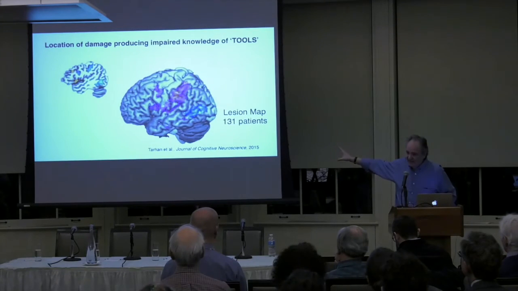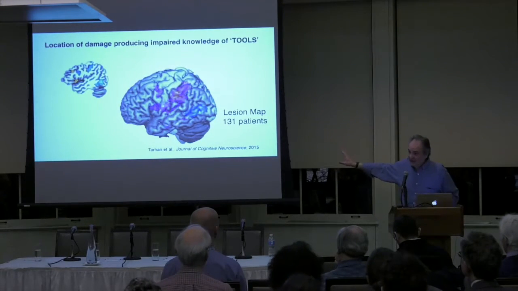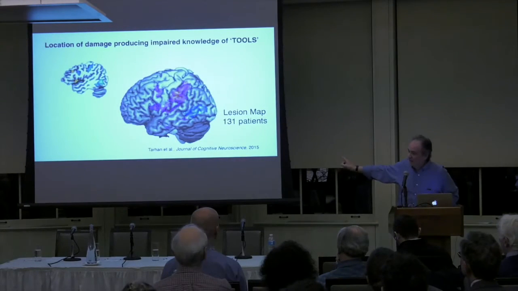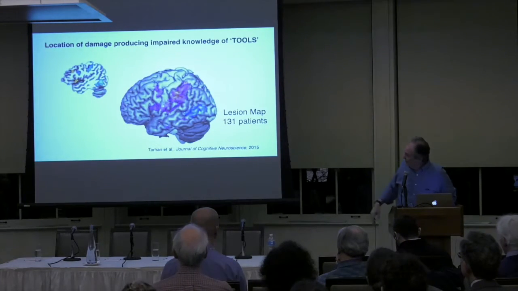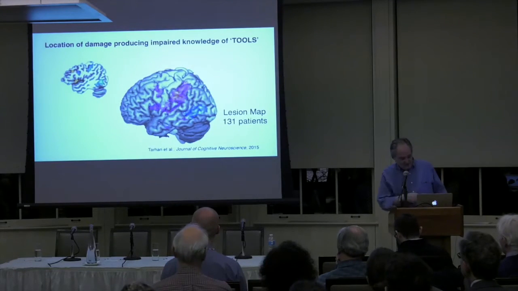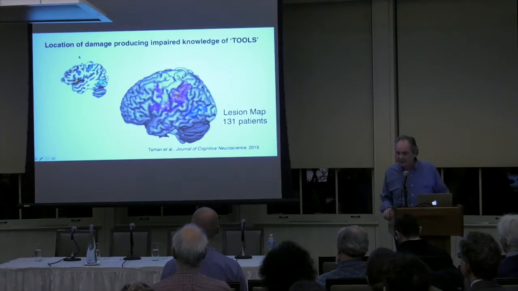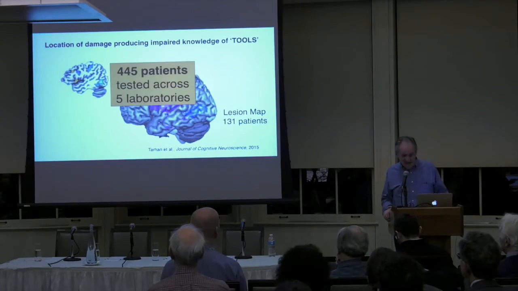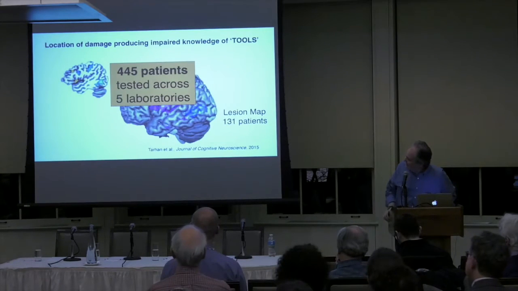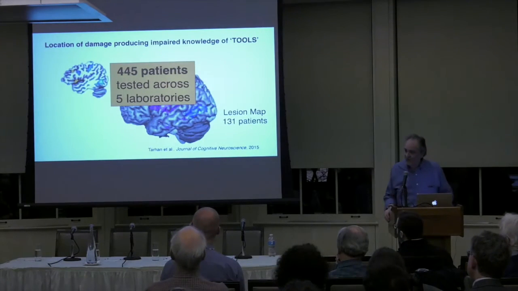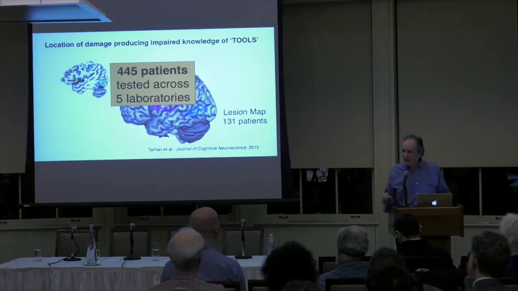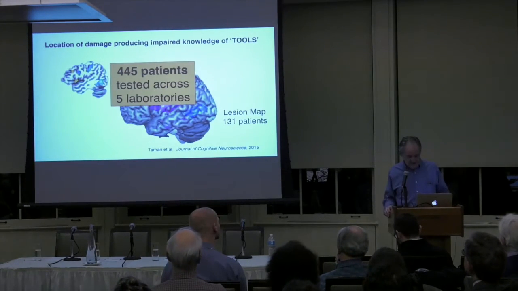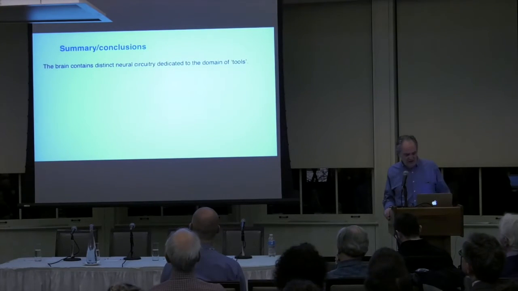The claim is not that there were 131 patients who had disorders with knowing about tools specifically, but that when they did, the lesions were in these areas, which fit very nicely with our data for, in this case, looking at tools versus animals. And in fact, there have recently been over 5 laboratories, over 445 patients tested, all showing that when you get these disorders, you get damage to the areas that I've been describing to you. Okay, so here's your summary.